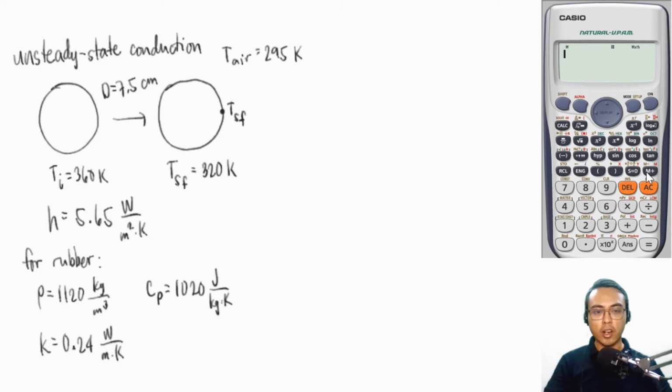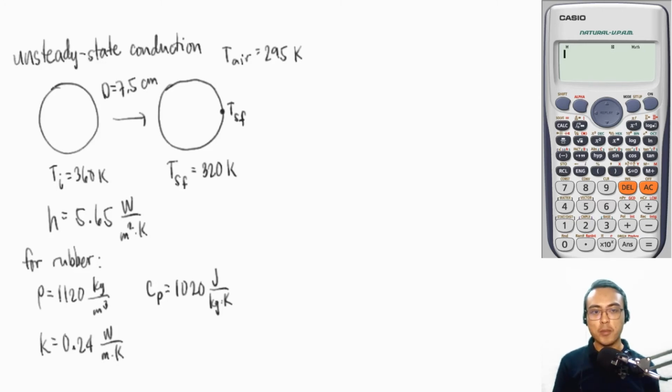Welcome back, and here are now the data that we can use for our solution in the unsteady state conduction part. So we still have our sphere that was initially at 360 Kelvin. It was exposed to air at 295 Kelvin, and then after a certain amount of time, which we are trying to solve, the surface temperature has gone down to 320 Kelvin. From the previous part of the problem, we have determined that the heat transfer coefficient due to natural convection is 5.65 watts per square meter per Kelvin. And then for rubber, we are given the following properties: the density, the heat capacity, and the thermal conductivity.